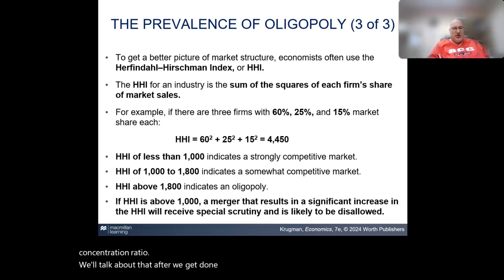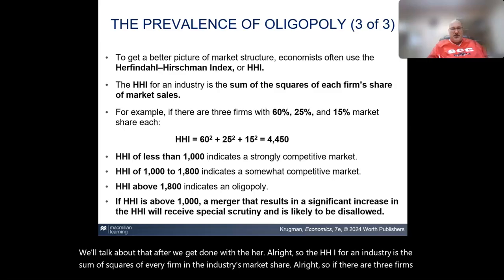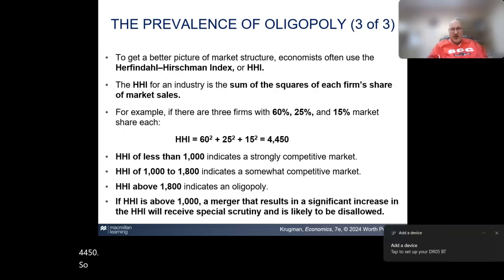All right. So the HHI for an industry is the sum of squares of every firm in the industry's market share. So if there are three firms and they have 60%, 25%, and 15% of market share, you square 60, 25, and 15, and you get 4450. So this is a very concentrated market.